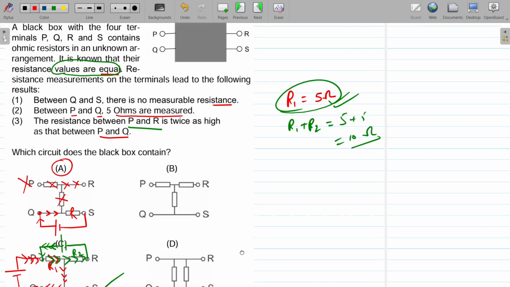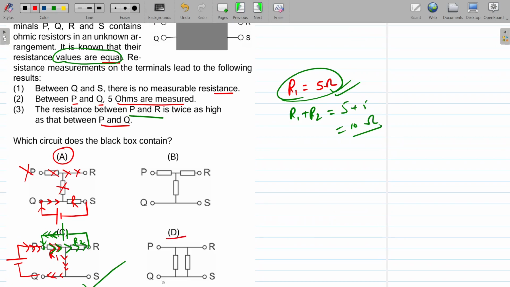We may check option D as well. If you apply the cell between Q and S, there is no measurable resistance between Q and S, so the first condition is satisfied here. For the second condition, between P and Q, if you apply a cell, the current will flow through these two resistors. These two are in parallel, each of resistance R. For equal resistors in parallel, the equivalent resistance should be R by 2, and this should be equal to 5. So according to this condition, R should be 10 ohm.